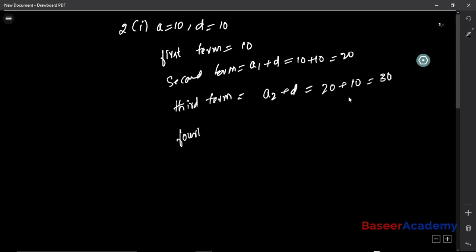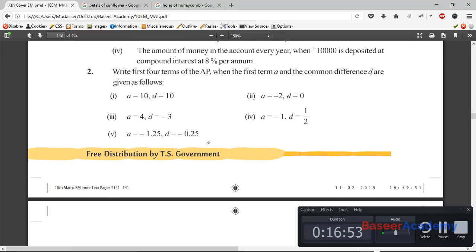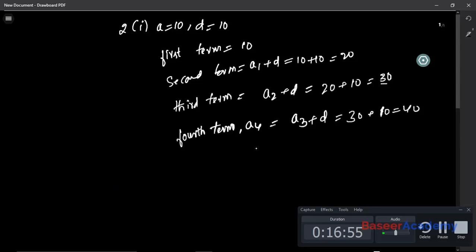How do you find out the fourth term? Fourth term you represent it as A4, right? If I add difference to the third term, I get the fourth term. The third term here is 30, right? 30 plus 10 is how much? 40. So in the question they actually wanted us to find out the first 4 terms, and we found out the first 4 terms, right? The first term they gave it as 10 and the difference is 10. So 10 plus 10 makes 20. 20 plus 10 makes 30. 30 plus 10 makes 40. So these are the first 4 terms.